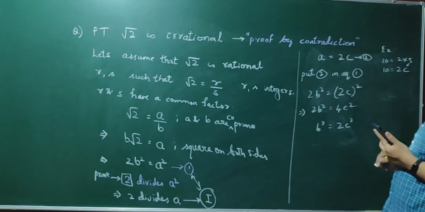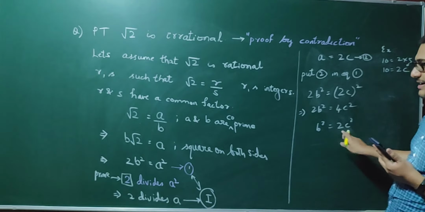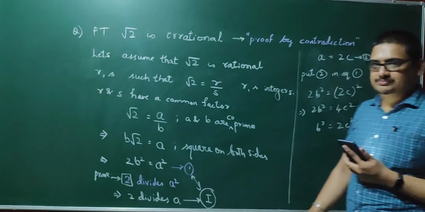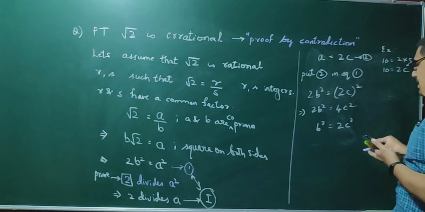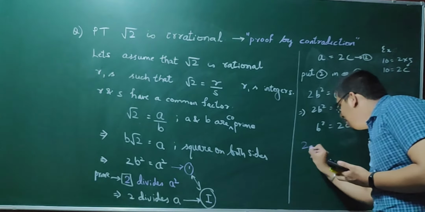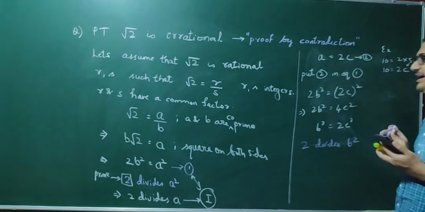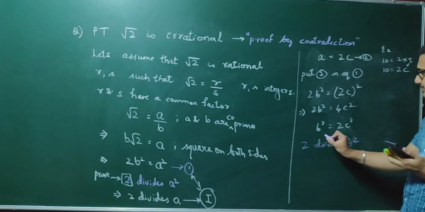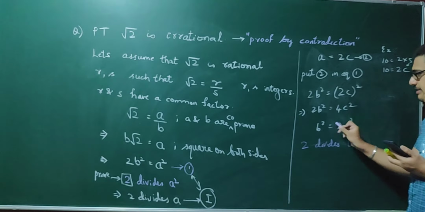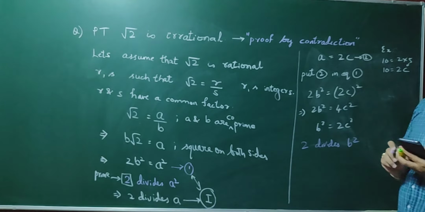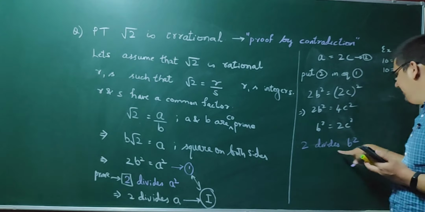Now you observe, I can say that since b square is expressed as 2c square, it has come in this format. That means I can write a statement now. What statement can I write now? I can say 2 divides b square. Am I correct? 2 divides b square, because if I check the expression of b square, it is 2 into c square. Means 2 is the prime of b square. So 2 divides b square. Again using our theorem 1.3, 2 divides b square.